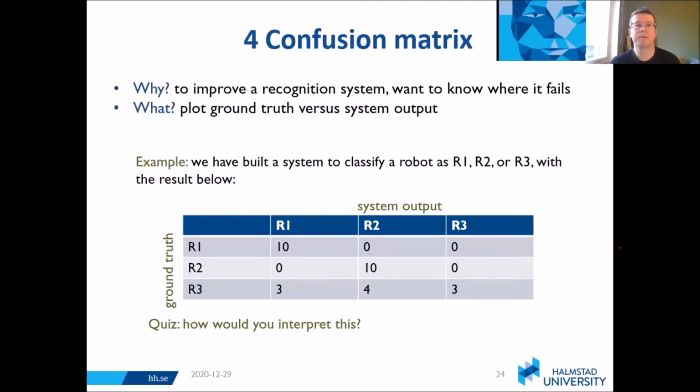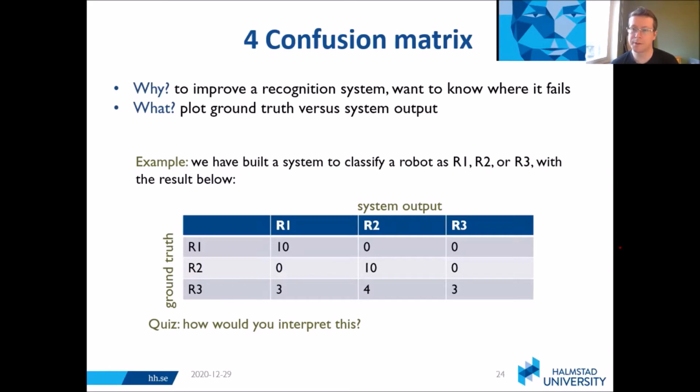Confusion matrix. Okay, here we've got an example of a confusion matrix. Why do we do this? We want to know where an algorithm fails, and a confusion matrix summarizes that in an easy way. You plot the ground truth, what's actually this class, and the system output, what the system thinks the class is. Here we've got a system that classifies robots: robot 1, robot 2, robot 3.